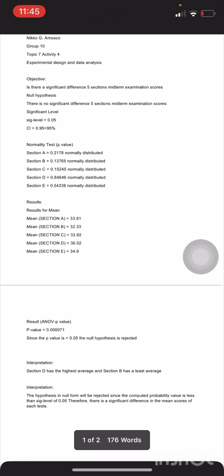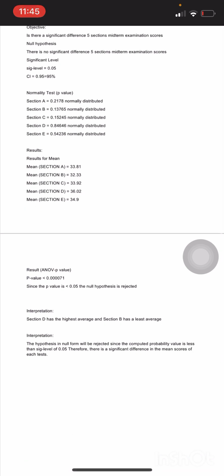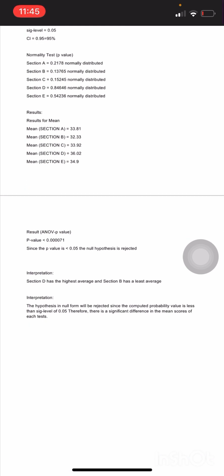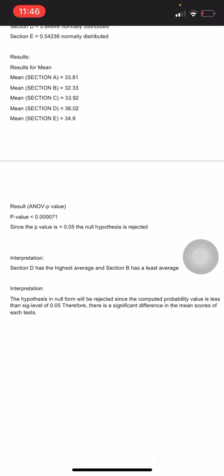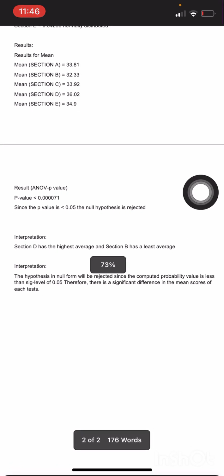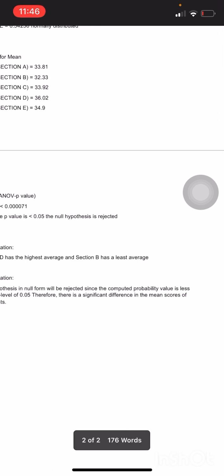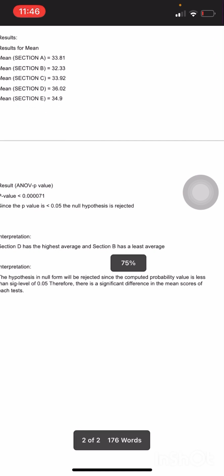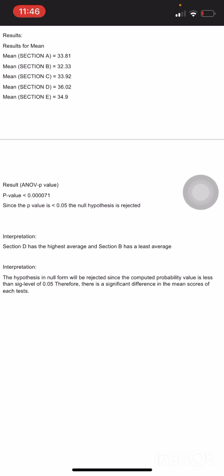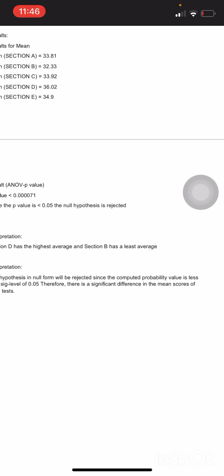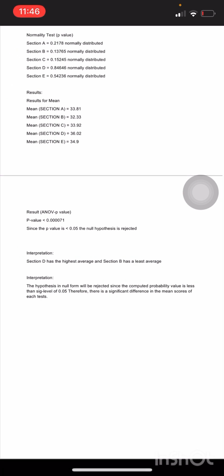And here are the results of ANOVA for independent measures. The p-value is less than 0.05, so the null hypothesis is rejected. The interpretation is that section D has the highest average and section B has the lowest average. The null hypothesis will be rejected since the computed probability value is less than the significance level of 0.05. Therefore, there is a significant difference in the mean scores of each section.